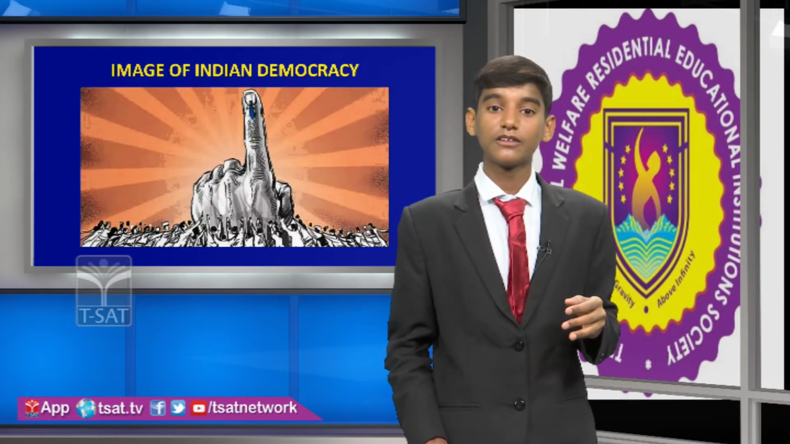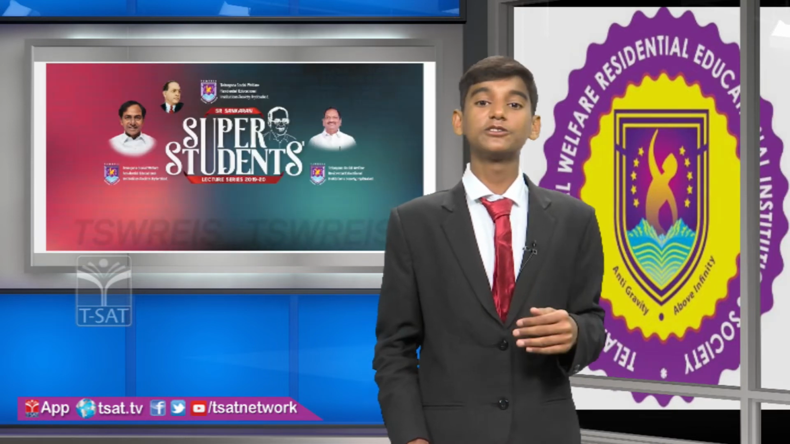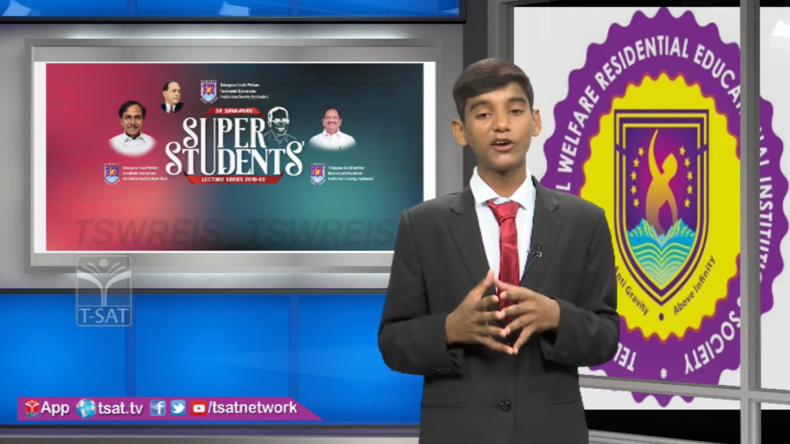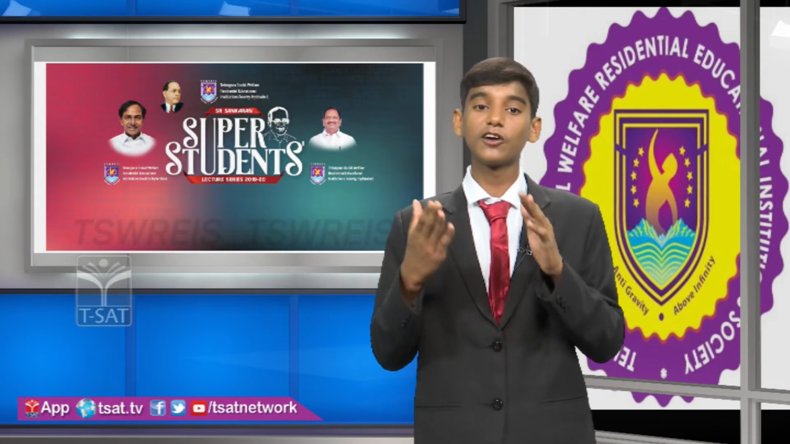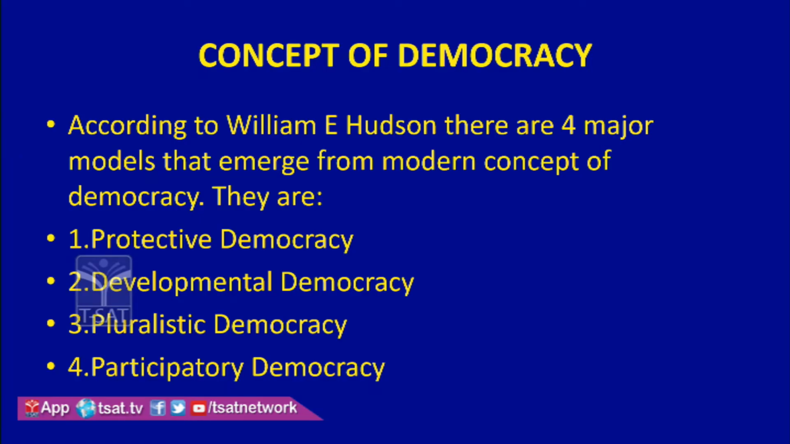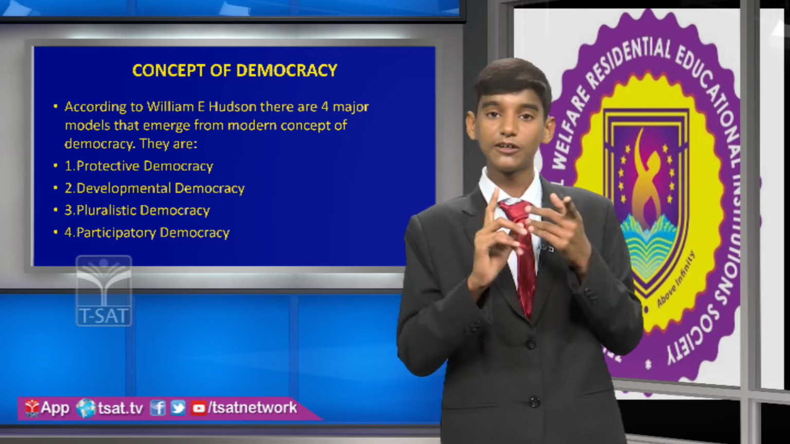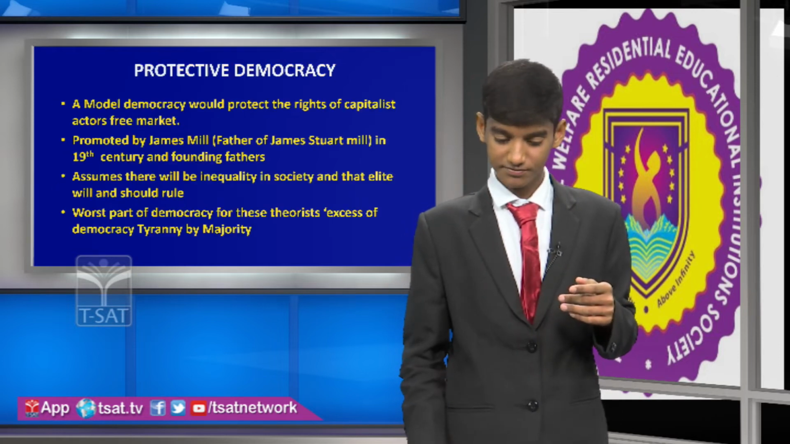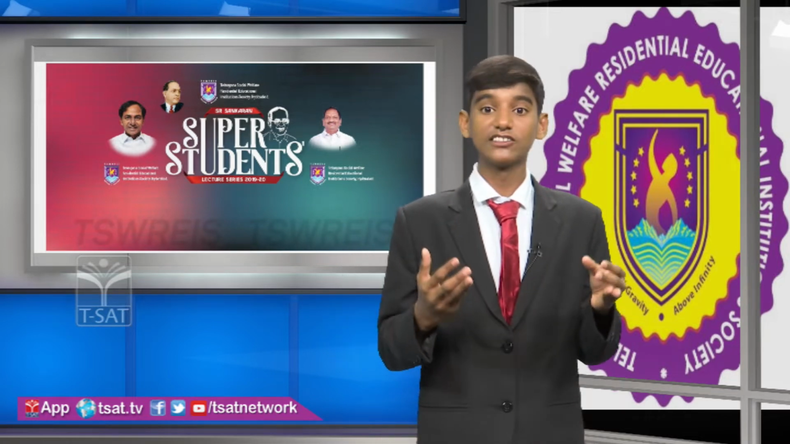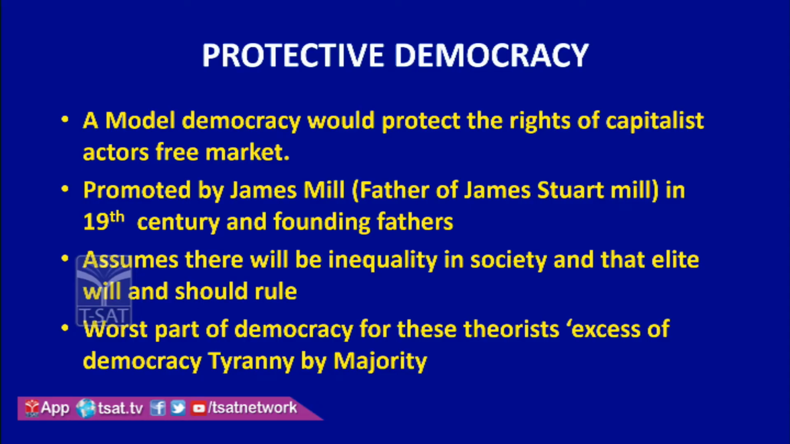According to William E. Woodson, there are four major models that emerged in the modern concept of democracy. They are protective democracy, developmental democracy, pluralistic democracy, and participatory democracy. First, shall we discuss what is protective democracy? Protective democracy: a model of democracy that would protect the rights of capitalist actors, equal to a free market.